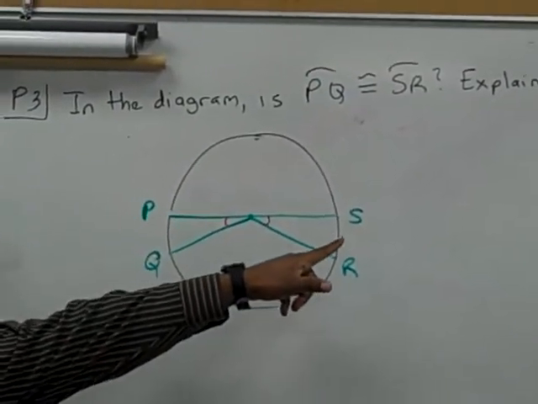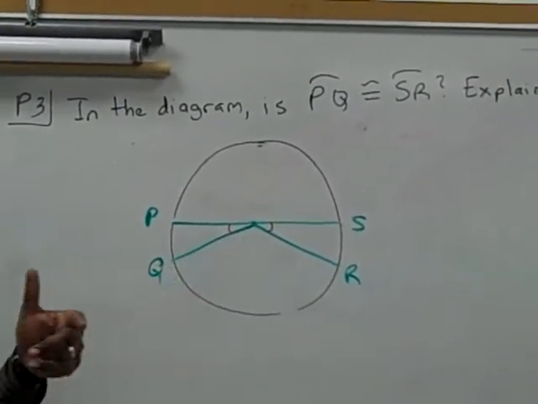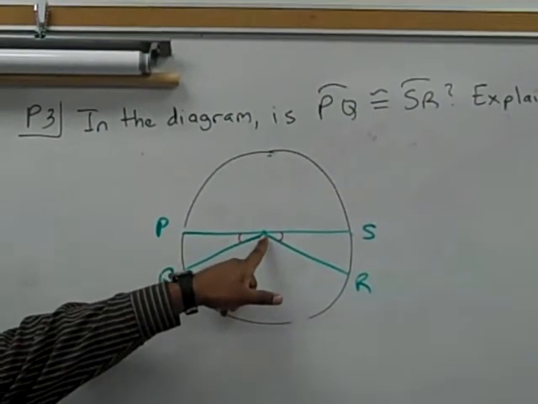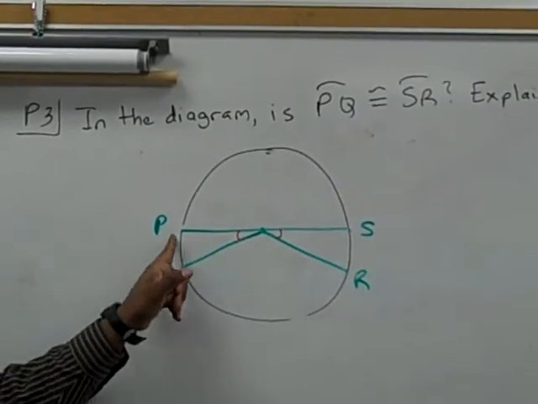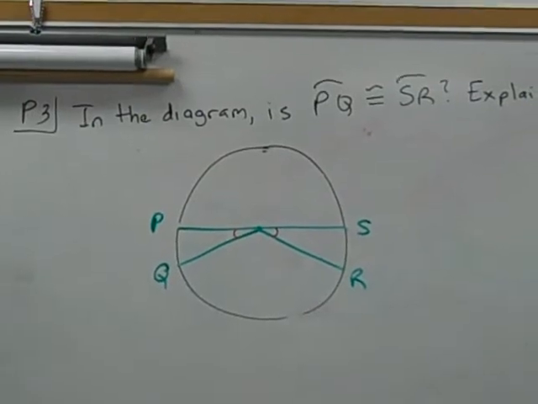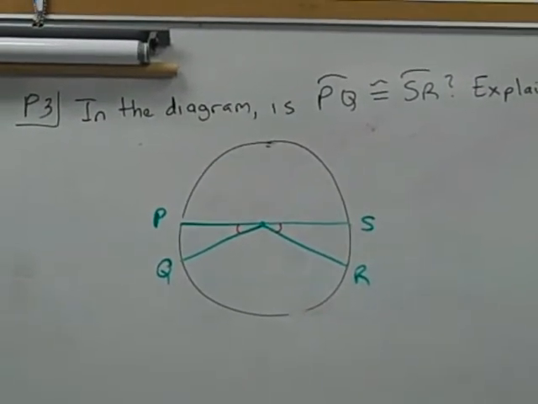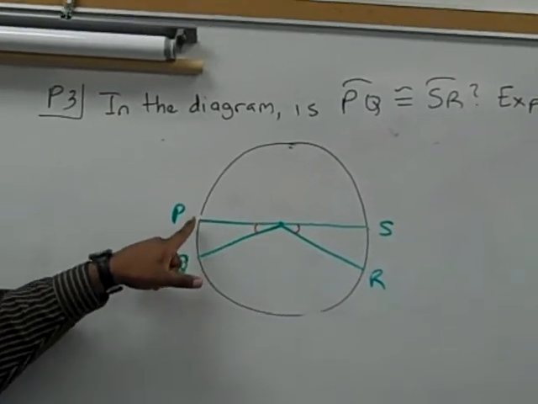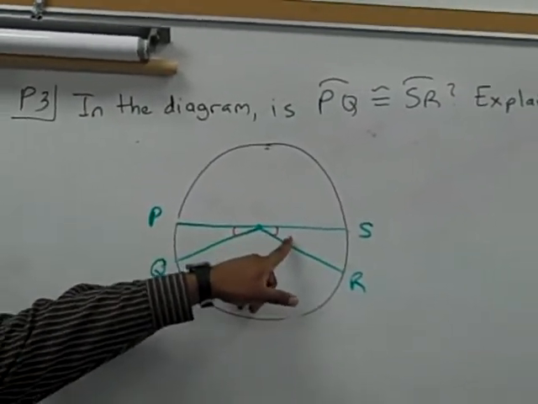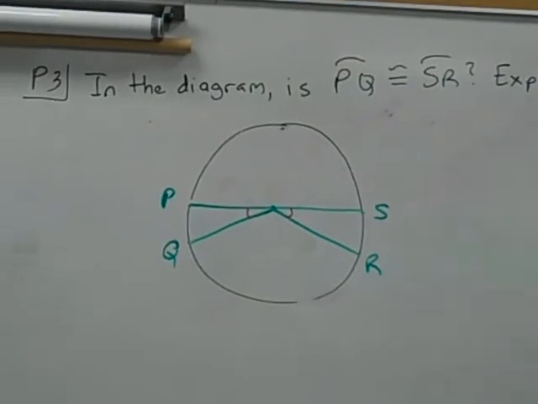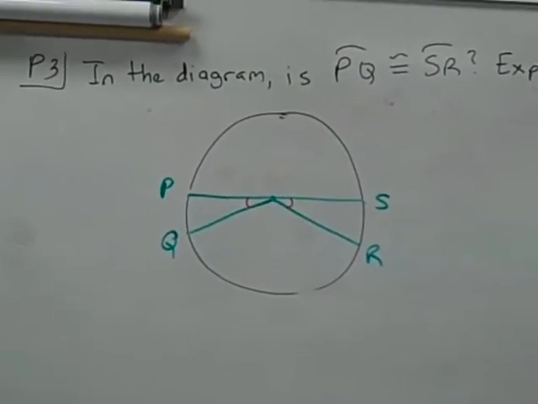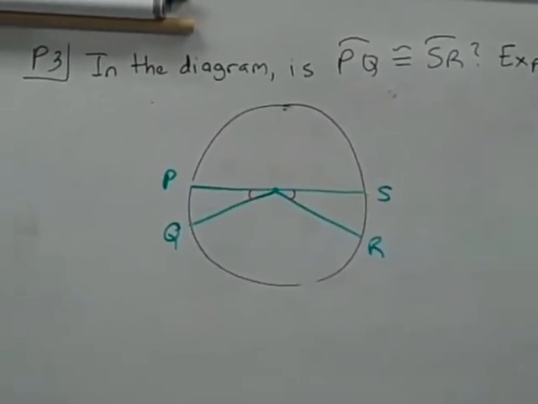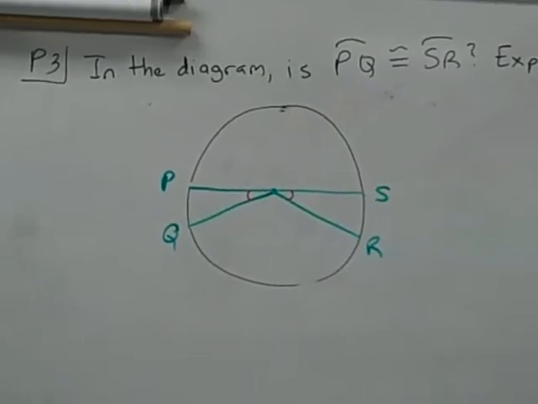P to S is actually going to be a diameter, because this point right here is the center, and it's going from one side of the circle to the other through the middle. And we learned that's a diameter, okay? We also have angle measurements right here and right here that have a congruent mark there, okay? So based on what we're given here, can we say that these arcs are congruent?